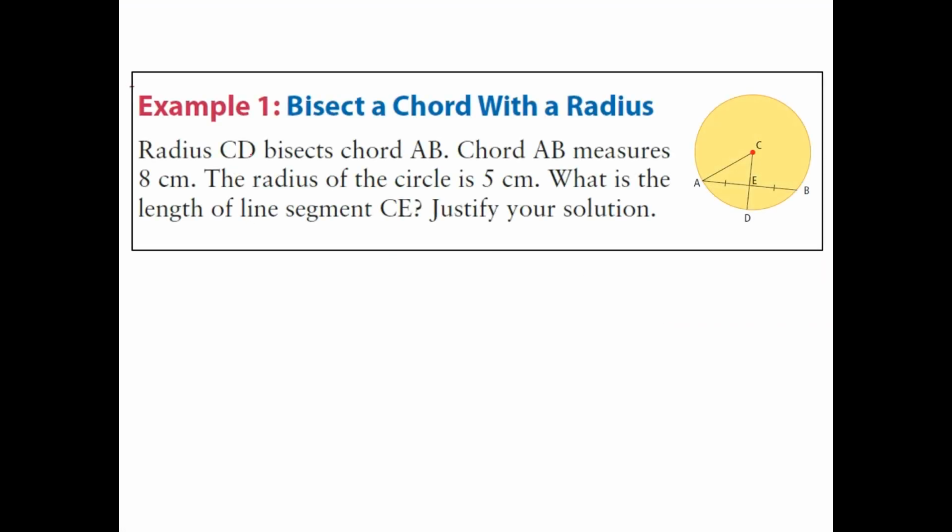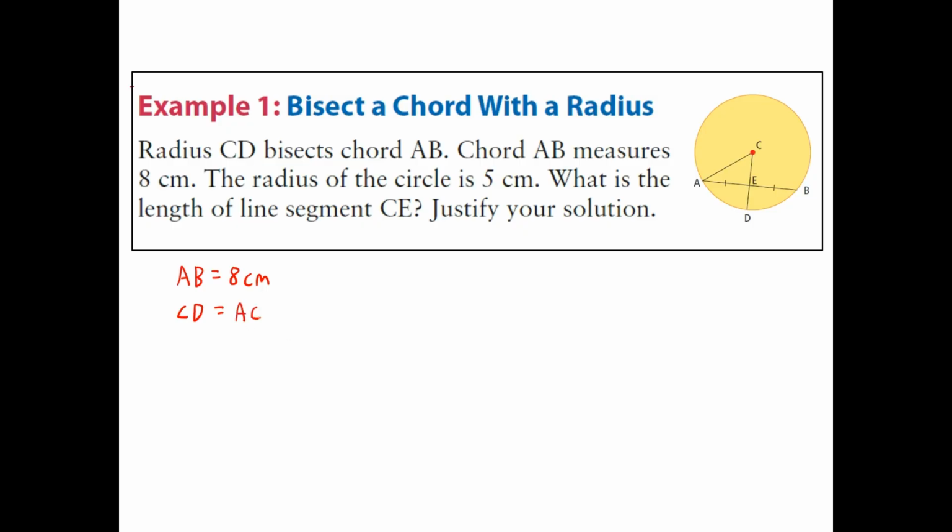Here I have radius CD. So C to D bisects the chord A to B. The chord A to B measures 8 centimeters in length. Okay, let's write that down. A to B is 8 centimeters. The radius of the circle is 5 centimeters. Great. So that means C to D is the radius, and also A to C is also the radius. Notice A to C and C to D are the same.